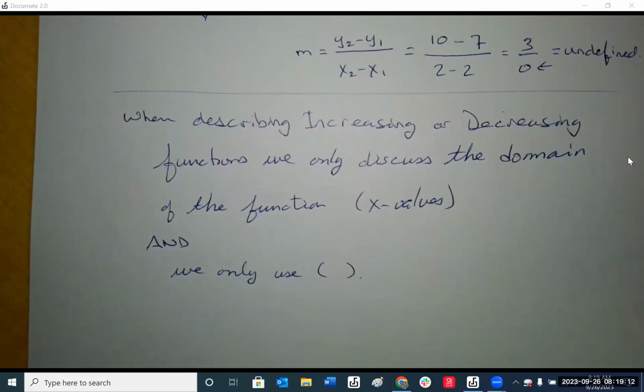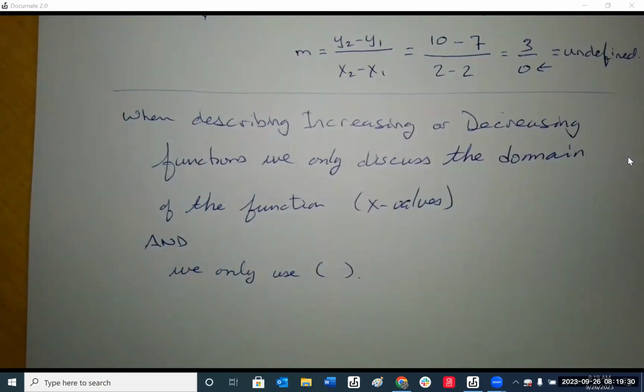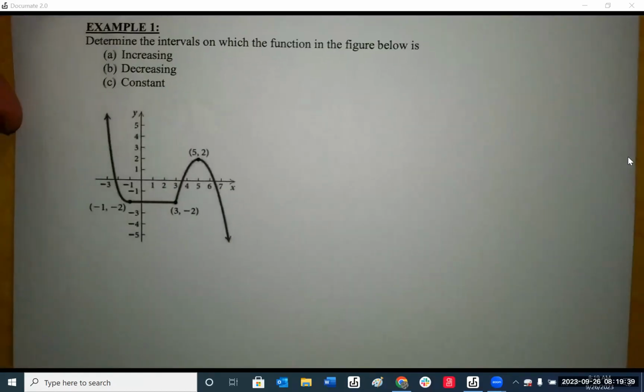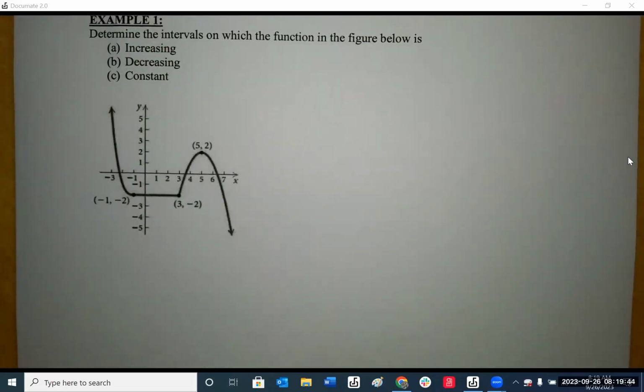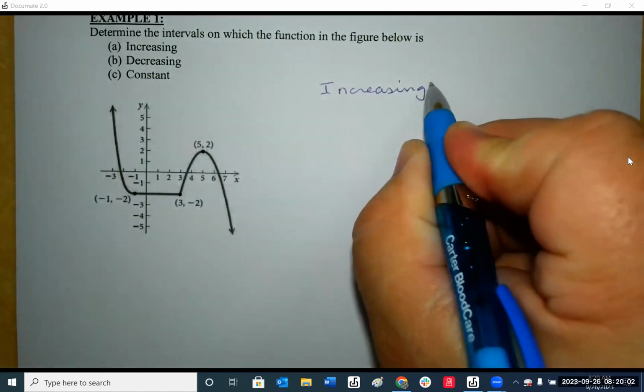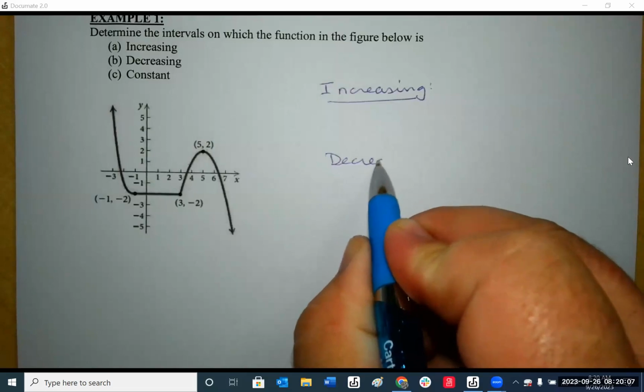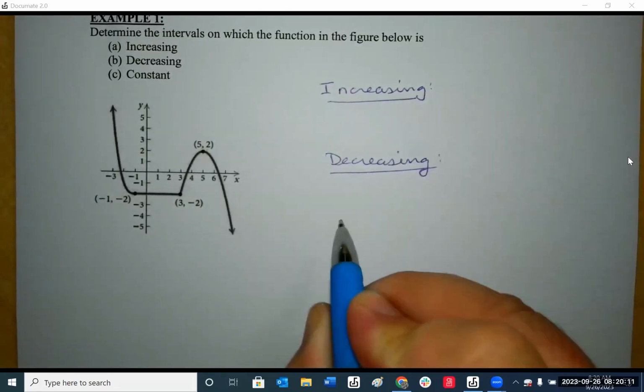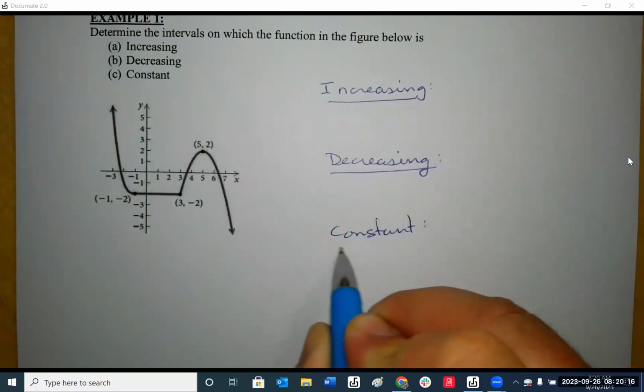So here's our first example. Find the intervals on which the function of the figure below is increasing, decreasing, or constant. So where is it?